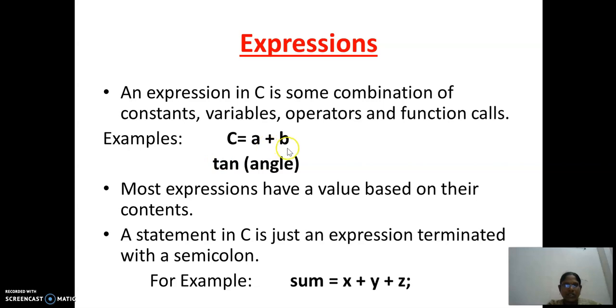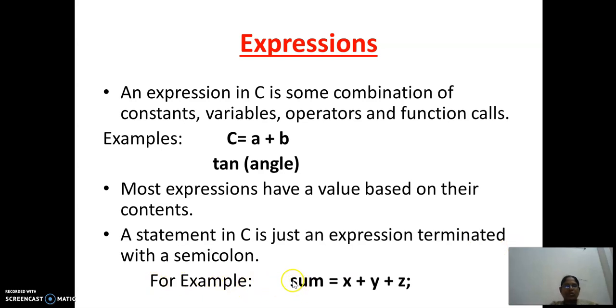Say for example, c is equal to a plus b. This is one type of expression. Tan of some angle, tan 90, tan 60, is also an expression. Most expressions have a value based on their content. A statement in C is just an expression terminated with a semicolon.